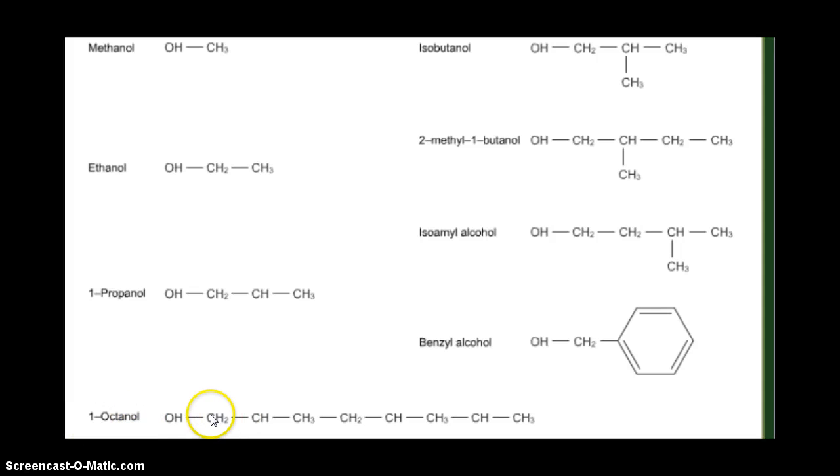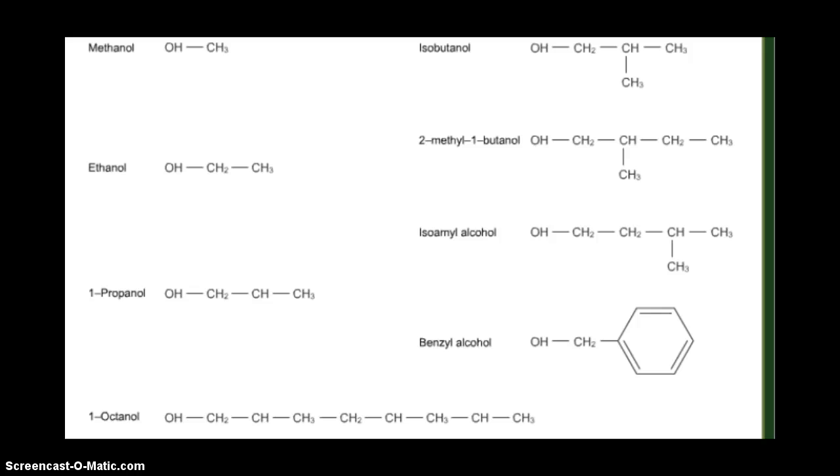Okay? 1-octanol, so 8, like octopus. Octanol, we have 8 carbons. On the first carbon, we have an OH group. Isobutanol. Okay, so the reason it's iso has to do with the fact that it's branched. We have 2-methyl-1-butanol. Okay, so that means on the first carbon, we have the alcohol. On the second carbon, we have a methyl group. Isoamyl alcohol. So again, we have the alcohol on there, and we have that chain. And then benzyl alcohol, we have our ring. And then, of course, we have the alcohol on the end there.